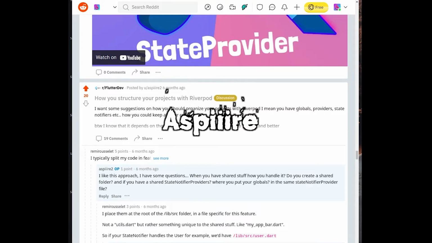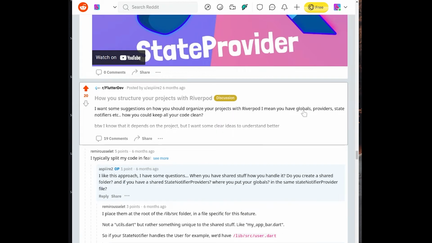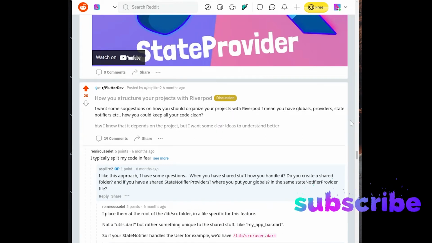Sometimes I get this question here, how you can structure your project with Riverpod. Structuring your project and architecture is a really big topic for me. I'm not really prepared for it, so I'm still trying to understand and learn more about it. So I'm not going to say that I'm good at it, absolutely not.